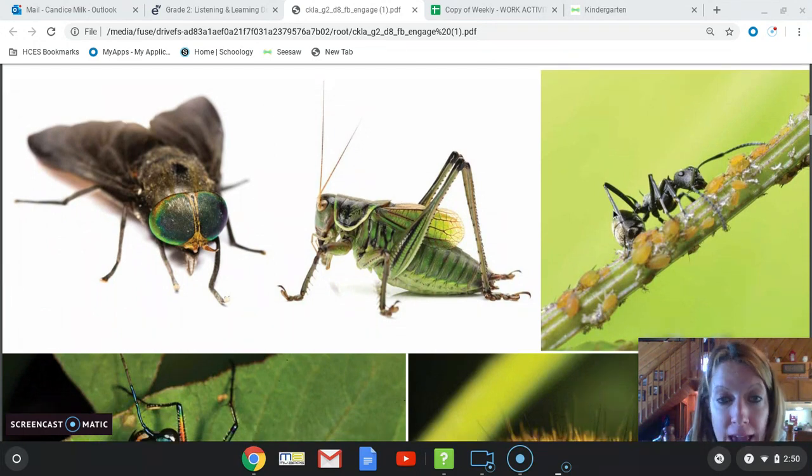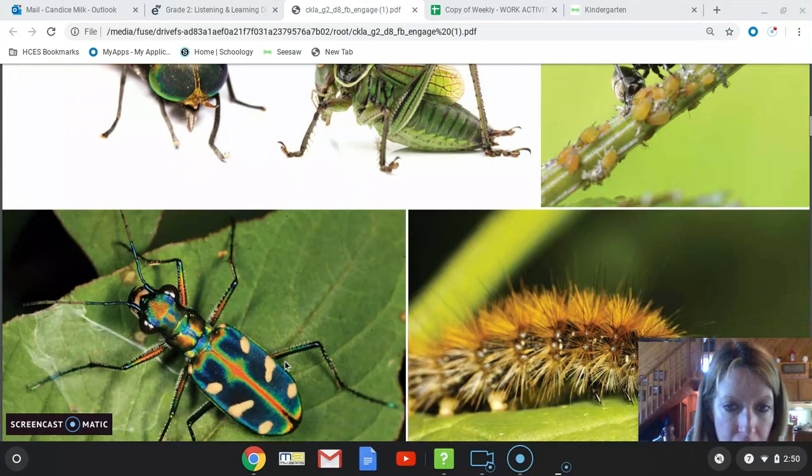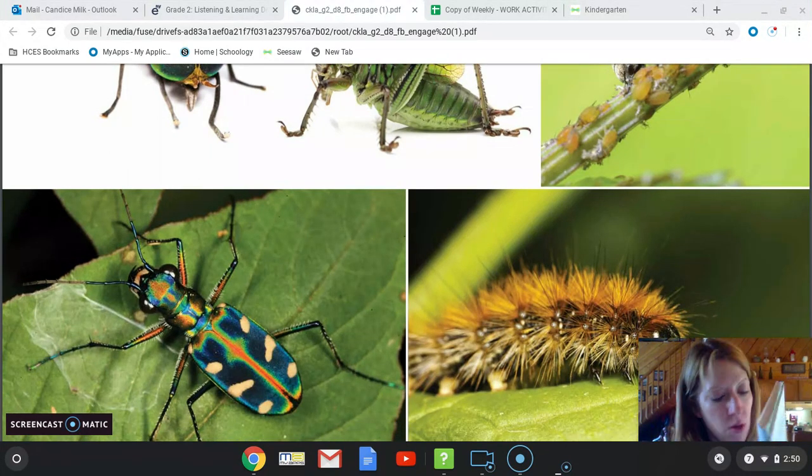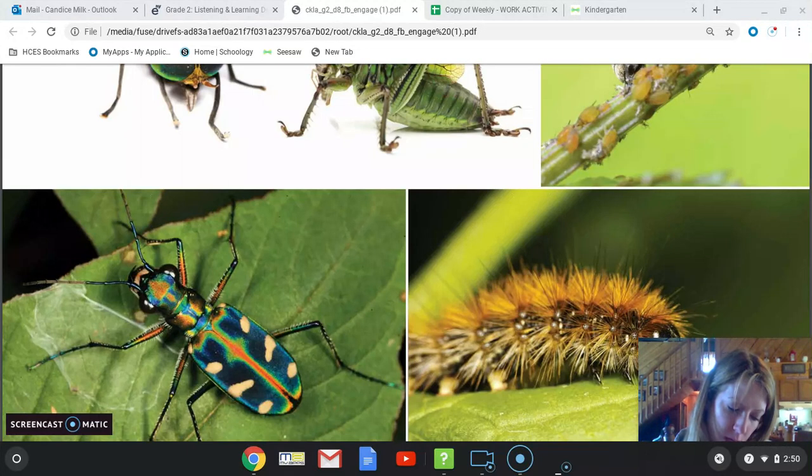Flies, grasshoppers, ants, caterpillars, and beetles. These are all insects, yet they look quite different from one another. Different shapes, sizes, and even colors. So what makes an insect an insect? You'll find out next time. In the meantime, be thinking about how a fly is like a grasshopper or a beetle is like an ant. I wonder how they're similar. And next time we will read What Makes an Insect an Insect.